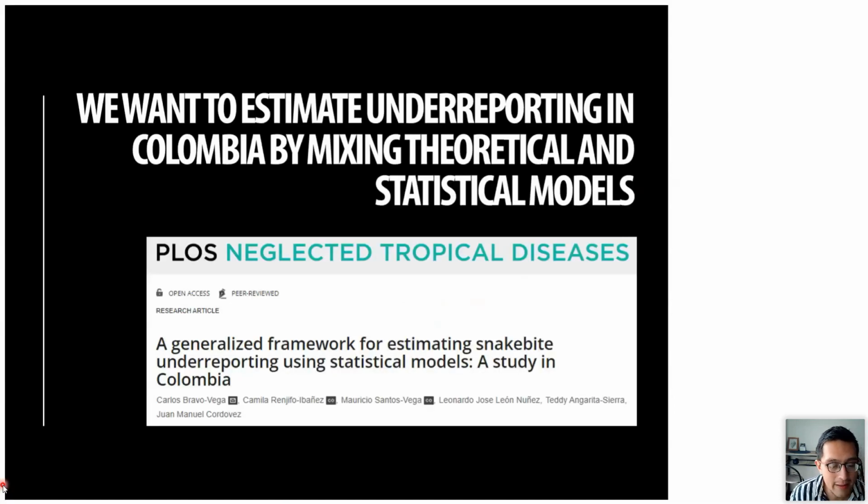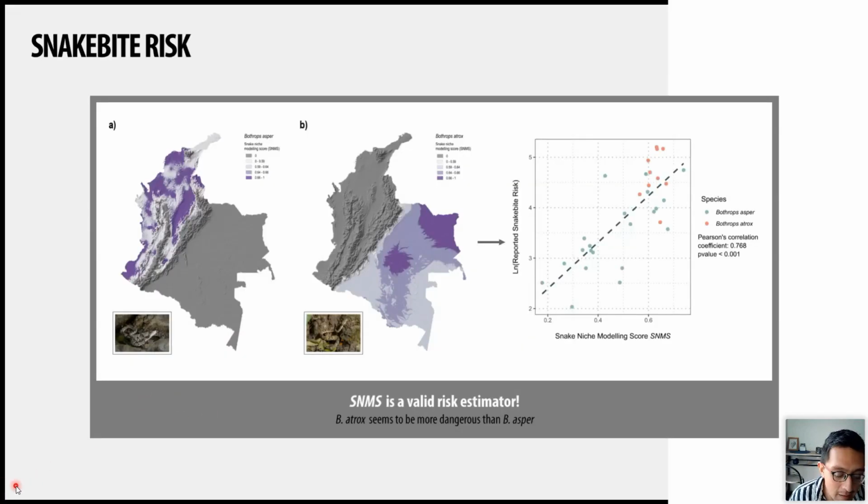So now that we know that this law is working on snakebite, let's try to apply it to understand underreporting in Colombia. In this work, first, to estimate the proxy of venomous snake abundance, we did niche modeling, species distribution modeling by entropy maximization, for the two species that I told you cause most envenomings in the country. When we got these maps of suitability, which we called the snake niche modeling score, and compared these results with the reported snakebite risk, we got another nice linear relationship that is telling us that the law of mass action is working, and also that SNFMS, the results of these distribution models, are a valid risk estimator.